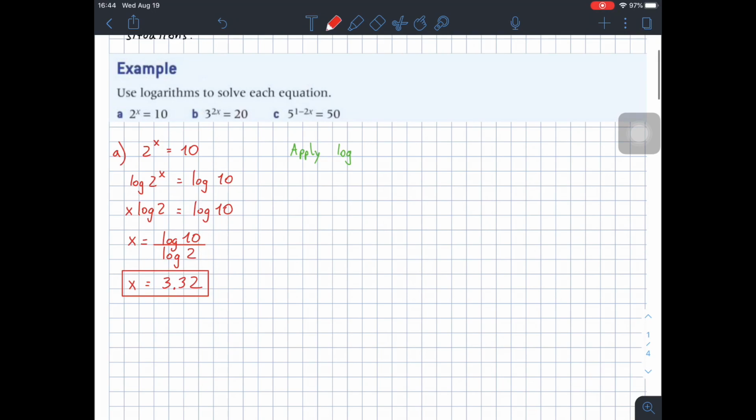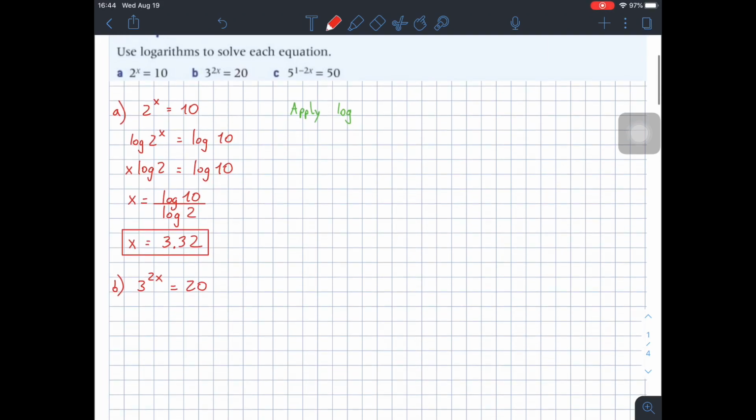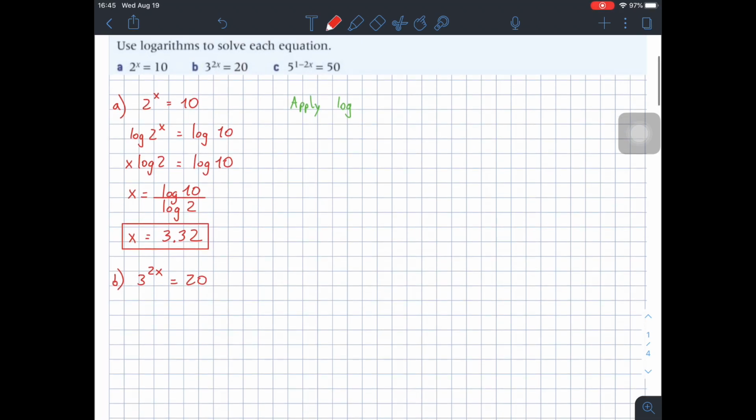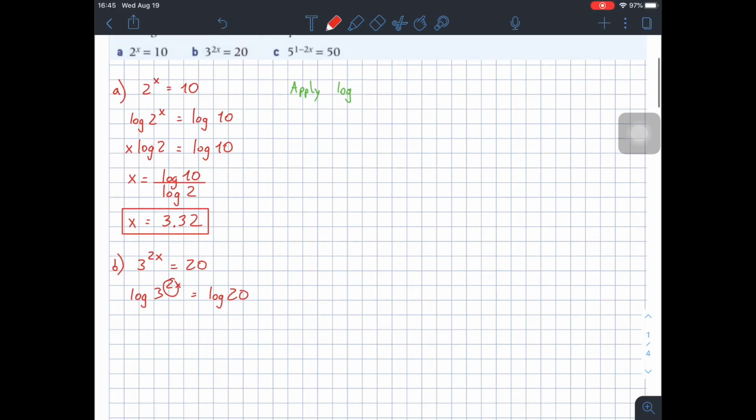Then if we go to part B, it says 3 to the power of 2x is equal to 20, right? So we're going to do exactly the same thing. We cannot solve this by equating the bases because we cannot convert 20 to 3 to the power of something. So I'm going to, again, apply log to both sides. Log of 3 to the power of 2x is equal to log of 20. Once I apply logarithm, I can take the exponent down. We're basically doing the same thing, right? 2x times log of 3 is equal to log of 20.